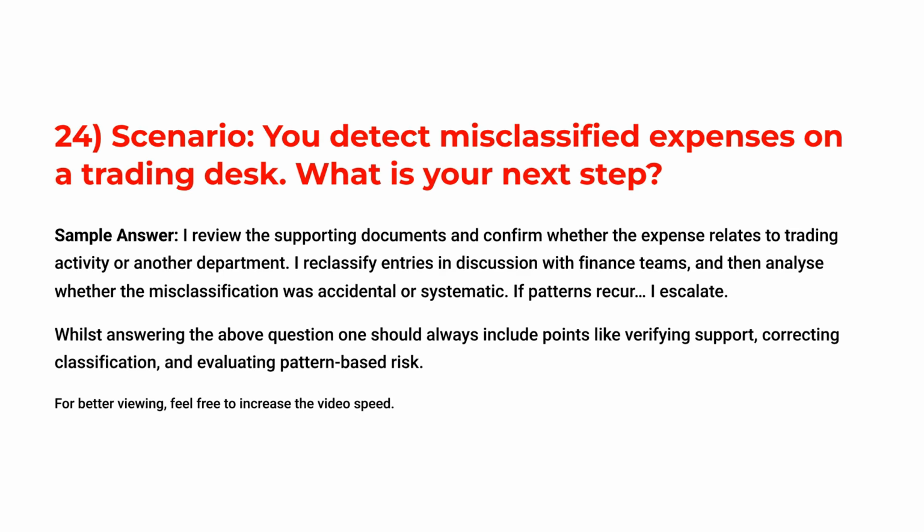Sample answer. I review the supporting documents and confirm whether the expense relates to trading activity or another department. I reclassify entries in discussion with finance teams and then analyze whether the misclassification was accidental or systematic. If patterns recur, I escalate. While answering the above question, one should always include points like verifying support, correcting classification, and evaluating pattern-based risk.